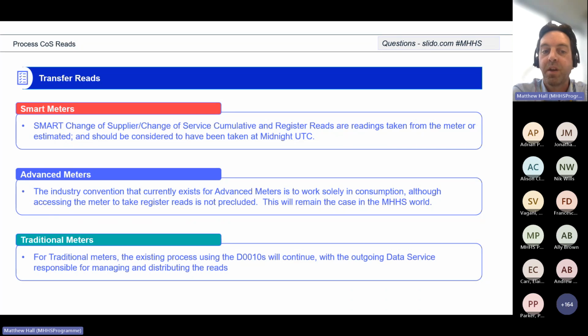Equally, for traditional meters, the existing processes using D10s will continue, with the outgoing data service responsible for managing and distributing the reads.